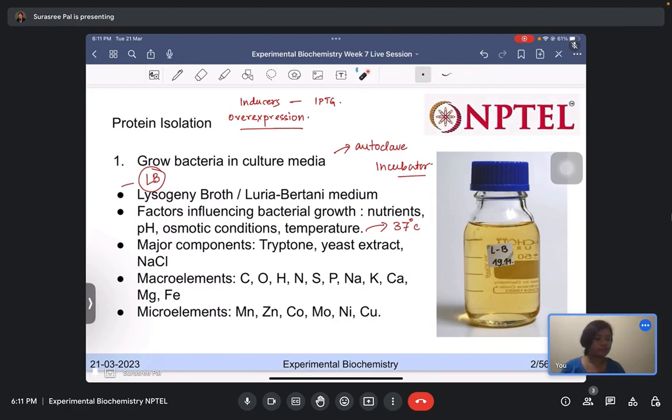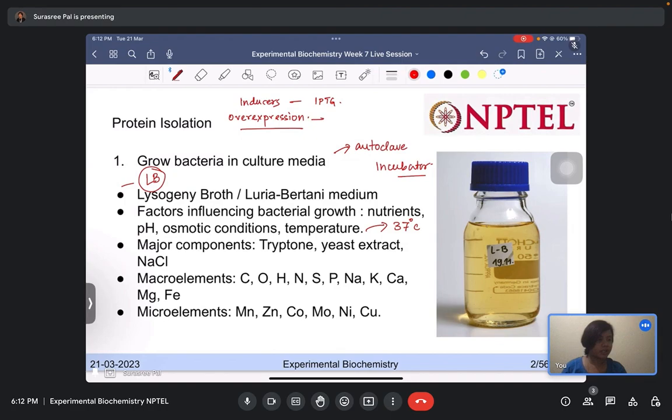Now 37 degrees centigrade is the temperature at which we usually grow our bacteria. But when we use these inducers, or when we try to overexpress our protein, what we commonly do is we lower the temperature a little bit.